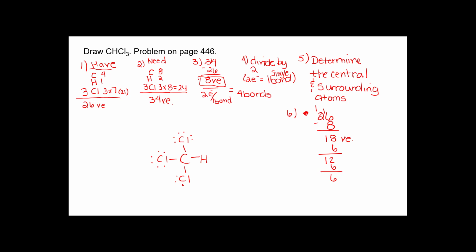1, 2, 3, 4, 5, 6. So now we just check it. A hydrogen needs a duet. So 1, 2, that's fine. And everything else here should be 8. 2, 4, 6, 8.